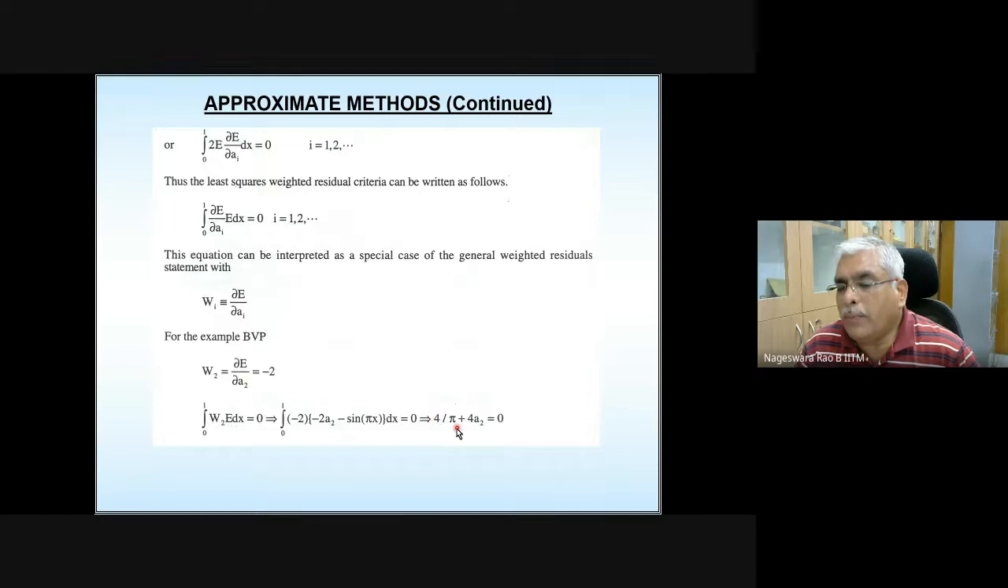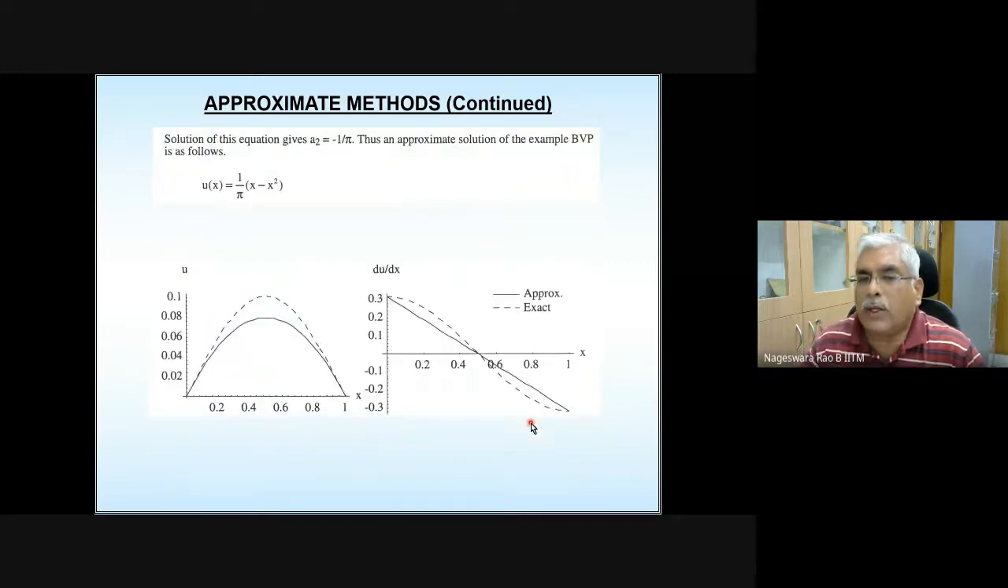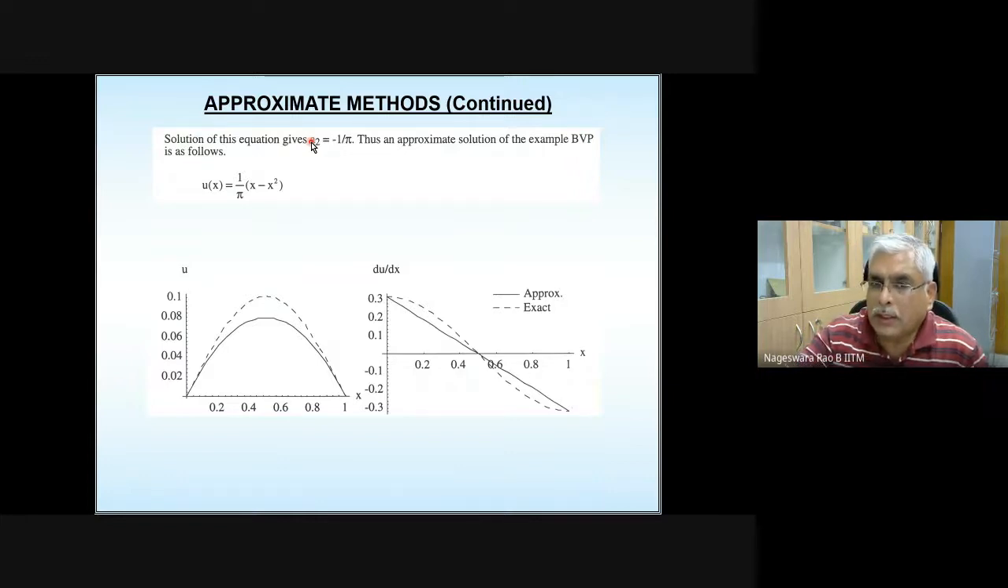So now, I hope you have noted this equation. 4 divided by pi plus 4 A2 is equal to 0. A2 is equal to minus 1 over pi. So now you got the unknown parameter determined. You substitute this unknown parameter into the admissible trial solution. And this is going to be your approximate solution for the least square weighted residual method.